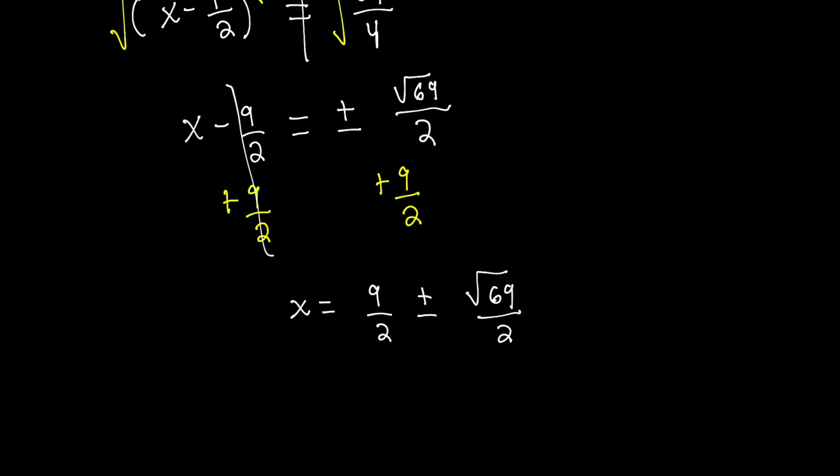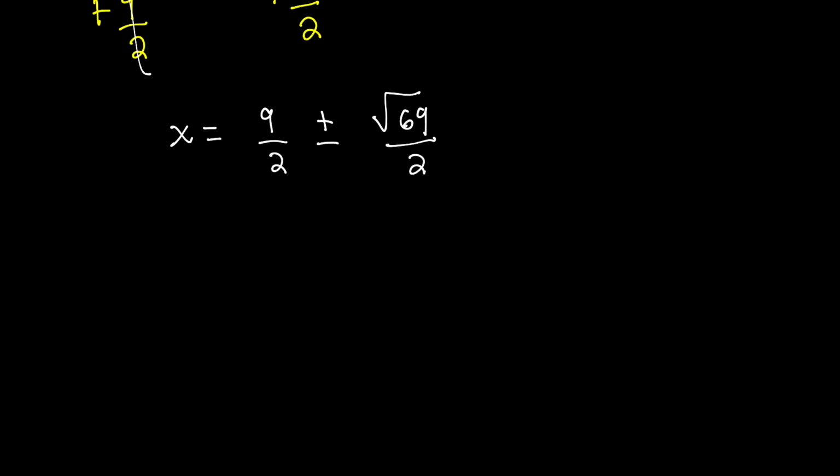over 2. I'm going to clean this up just a tiny bit more since I noticed that I have a common denominator, so I can write my final answer as 9 plus or minus root 69 all over 2.